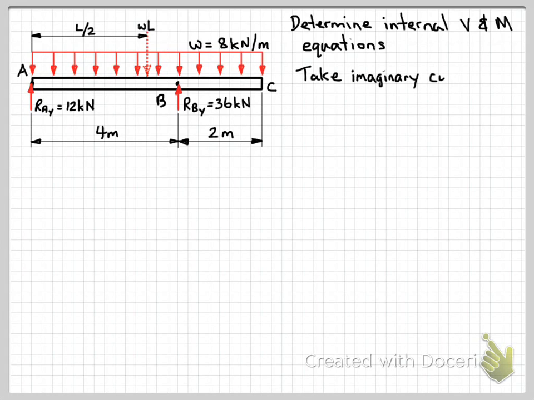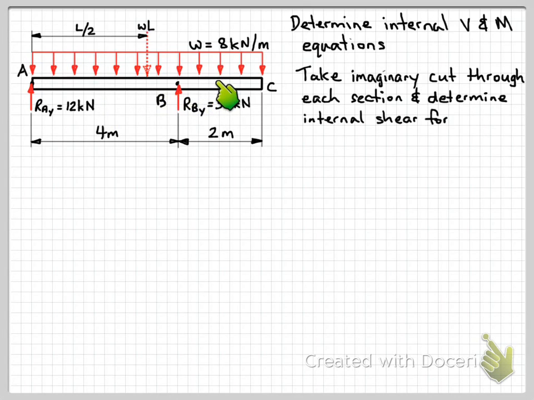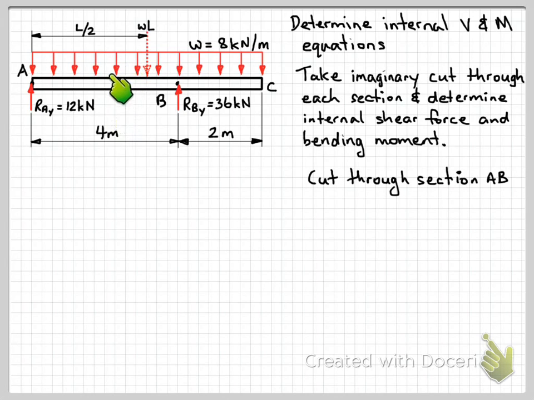To do that, we take an imaginary cut through each section of the beam and then determine our internal shear and bending moment as a function of the position in the beam. So let's start by taking a cut through section AB. So when we do that, we take our cut, so here, and then we look at either one side or the other of this imaginary cut that we've taken through the section of the beam. So here we've taken a cut somewhere through the beam, partway between points A and B.